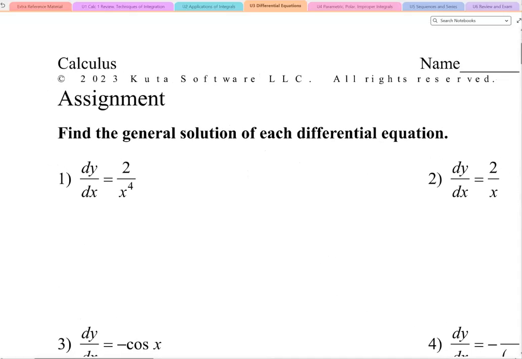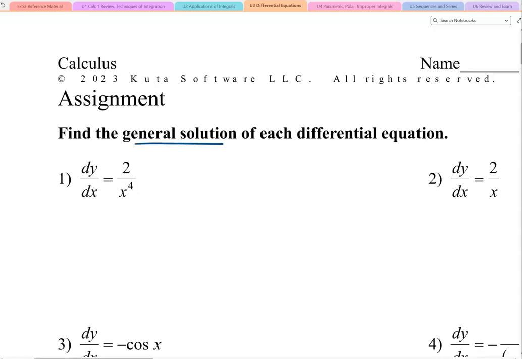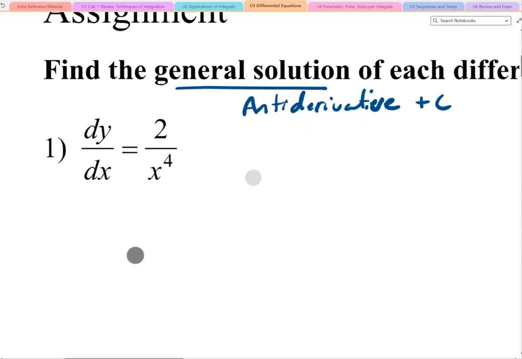So first off, we're just starting with some antiderivatives. I know it says to find the general solution of each differential equation, but hopefully you recall the general solution of a differential equation is simply an antiderivative. And make sure that you include your plus c when you're done. So in problems like 1 and 2, those are pretty straightforward.